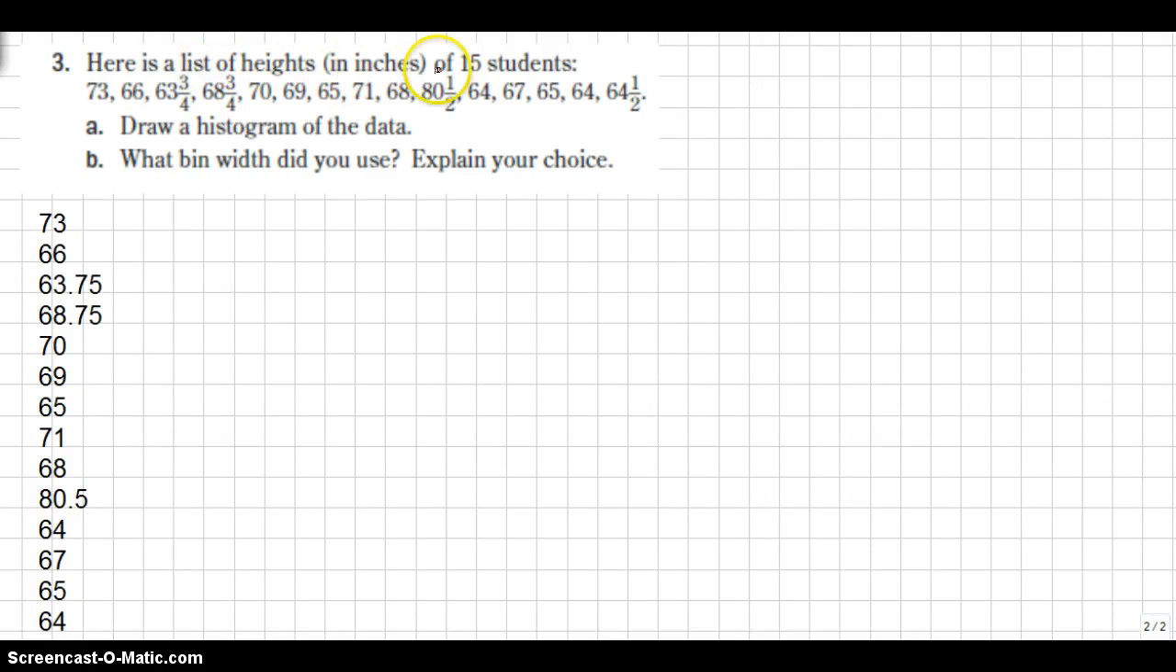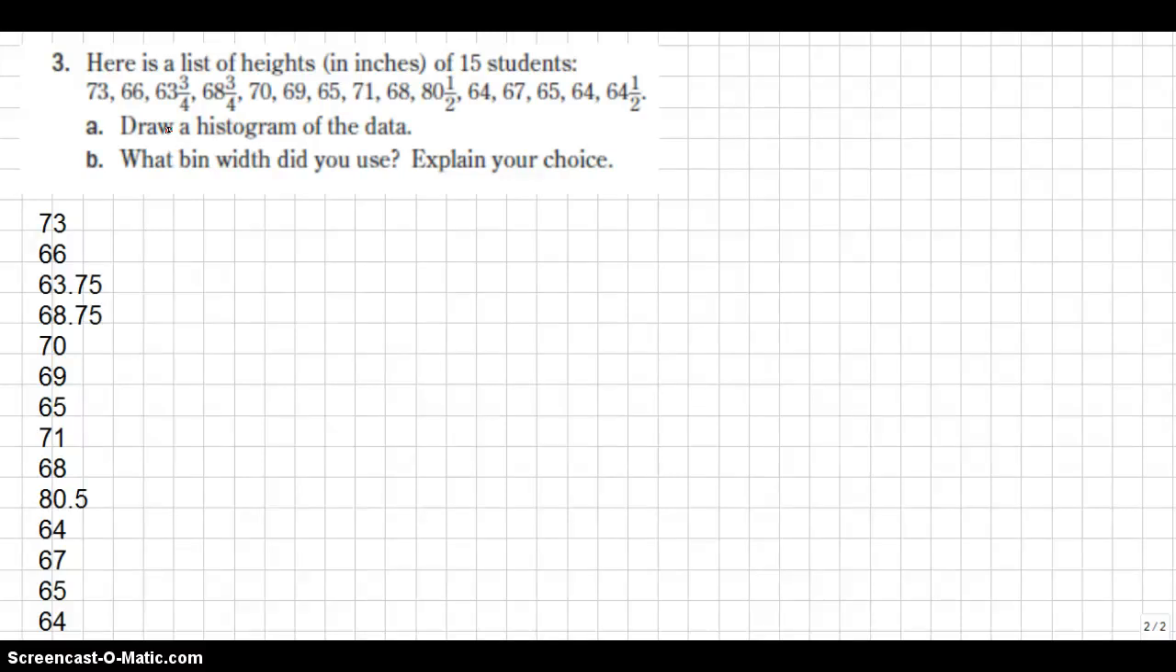This is a list of heights in inches of 15 students. The book lists the data horizontally. I also have it listed here vertically. Students should copy and take the time right now to do it in their notes, either horizontally or vertically. Some people prefer to have their data displayed one way or the other. Students simply need to copy one of the two. So take a moment to do that and pause the video.